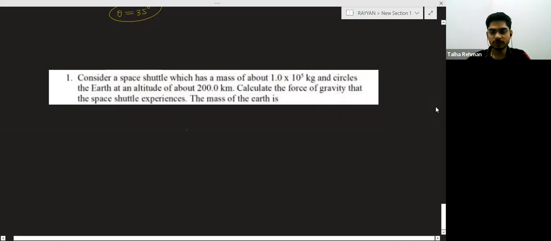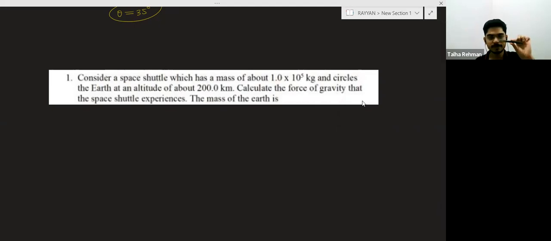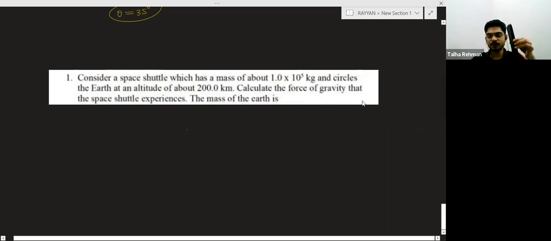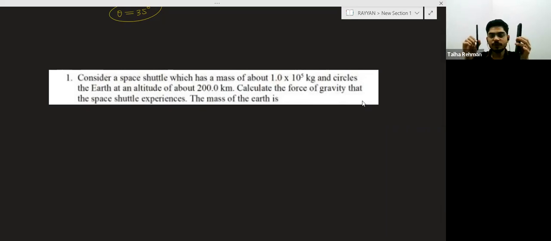Suppose this pen has some mass, and this is another object. This other object will also have some mass. So if two bodies have mass, then there will be a force of gravitation between the two masses.